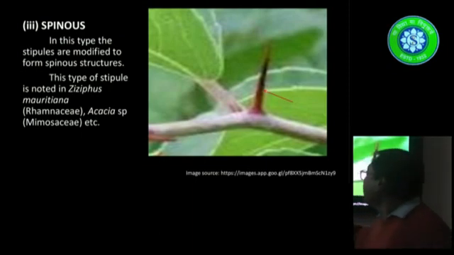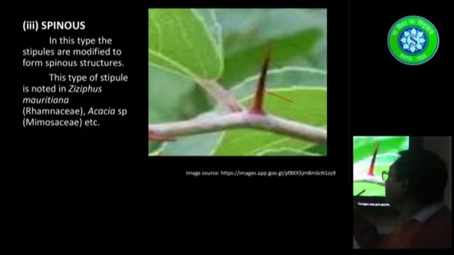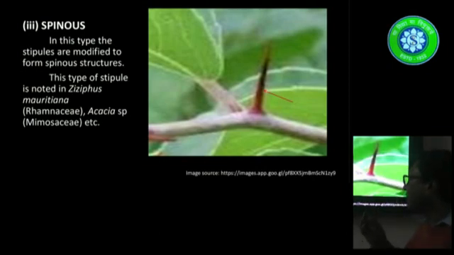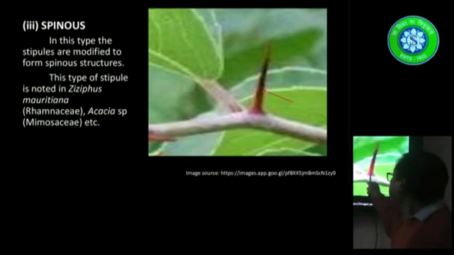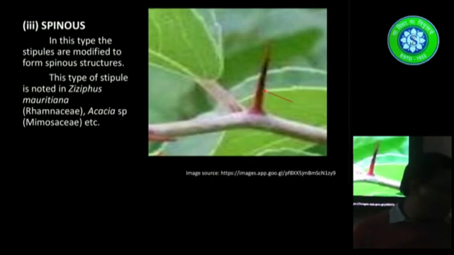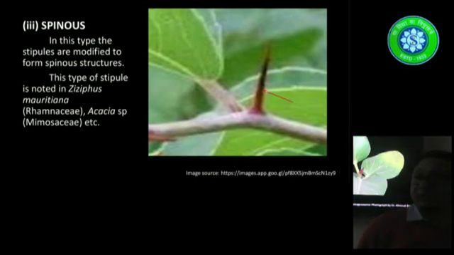The third is the spinous type. This type of stipules are modified to form spinous structures that impart protection to the plant. This type of stipule is noted in Ziziphus mauritiana of Rhamnaceae family, Acacia of Mimosaceae family, etc. Here is the stipule that has modified into a spine.